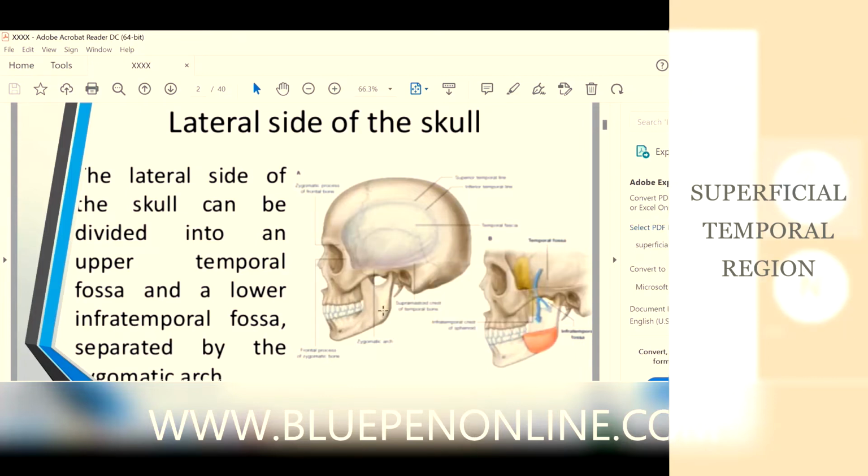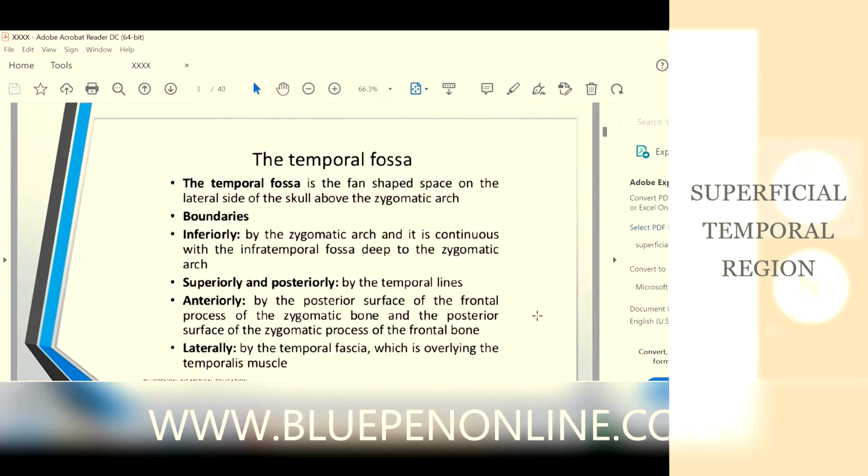These two fossas are separated by a structure, the zygomatic arch. You are able to see the zygomatic arch in this picture. This is the zygomatic arch. By the help of the zygomatic arch, it is divided into the supratemporal fossa, or temporal fossa, and the infratemporal fossa. Alright. So temporal fossa is a fan-shaped space present on the lateral side of the skull above your zygomatic arch. So what are the boundaries?